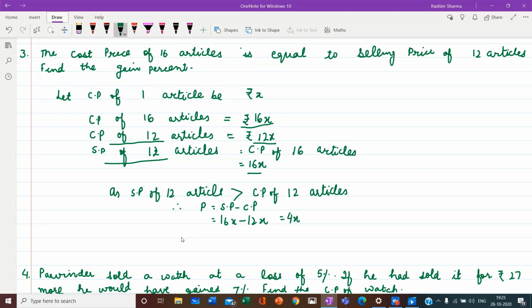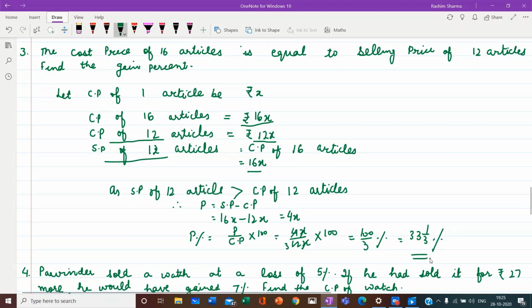Okay. Now the question is find gain percent. So when we find profit percent, it is profit upon CP into 100. So we get here 4x on 12x into 100. x cancels with x, 4 threes are 12. So 100 on 3 percent. 100 on 3 means 33 1 by 3 percent is gain percent.